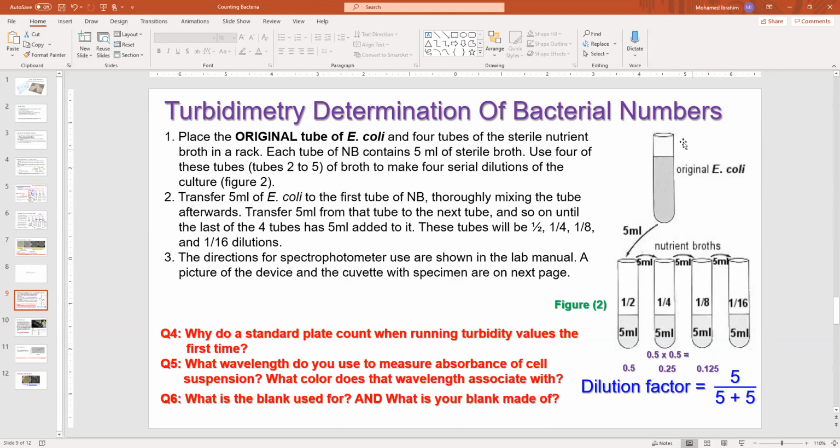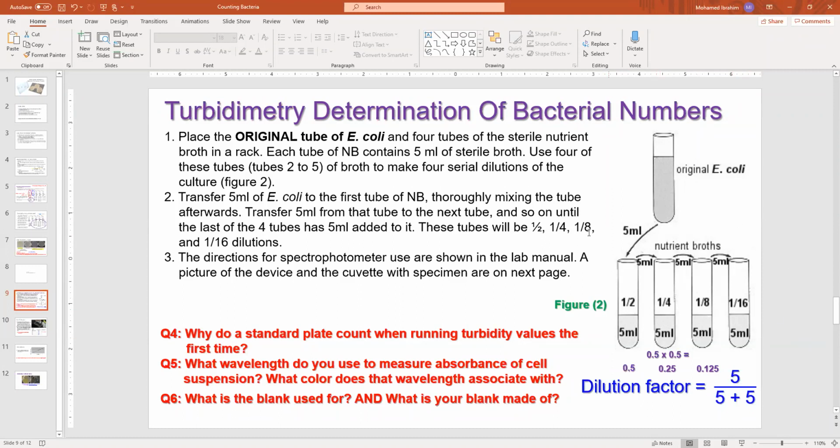Okay, let's continue here. So when you have your original culture, basically you do serial dilution. So you have test tubes, and you are going to dilute, say, in distilled water, or you can use tryptic soy broth, whatever will be okay.